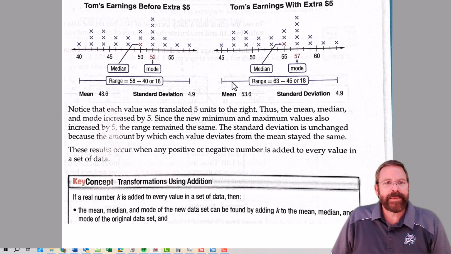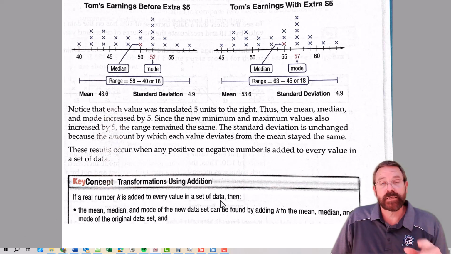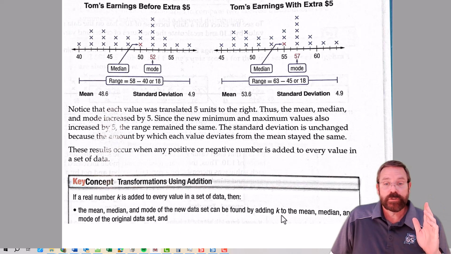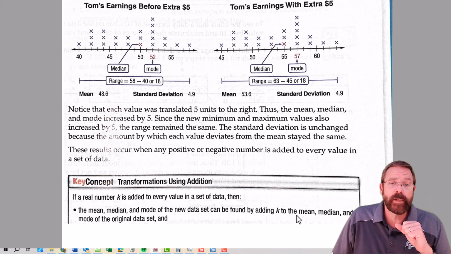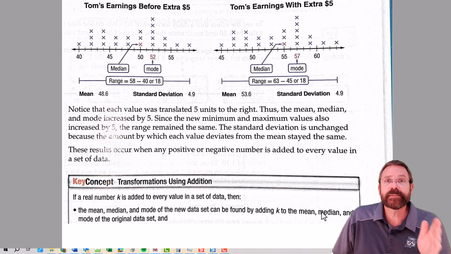So let's look at some of the key concepts involving transformations using addition. If a real number k is added to every value of a data set, there are some things you can expect. First, the mean, the median, and the mode of the new data set can be found by adding k to the mean, the median, and the mode of the original data set. All you have to do is find the original, add k to those, and you don't have to recalculate your mean, median, or mode. You just use your existing mean, median, and mode and add k to it.